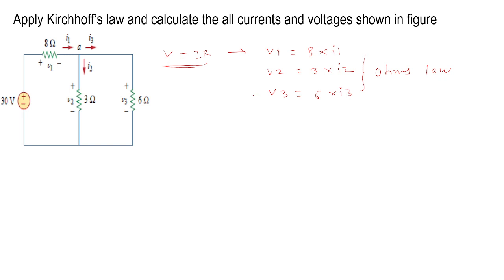Again, also V1 is equal to 8 into I1. V2 is equal to 3 into I2 and V3 is equal to 6 into I3.